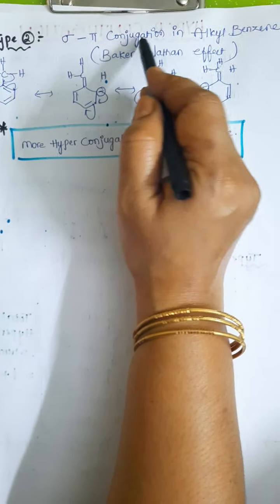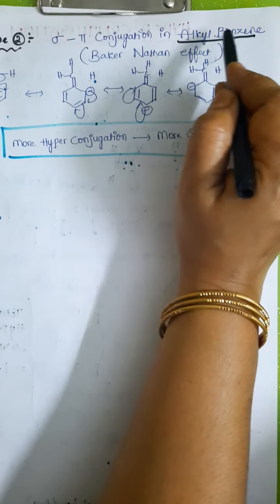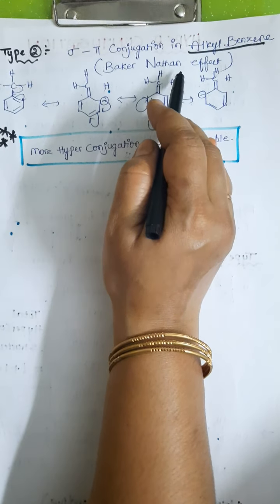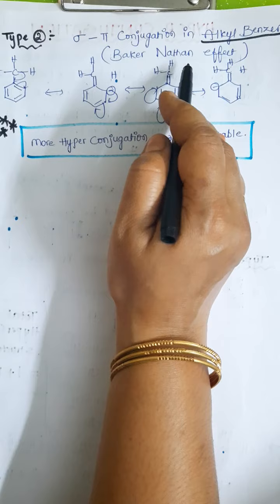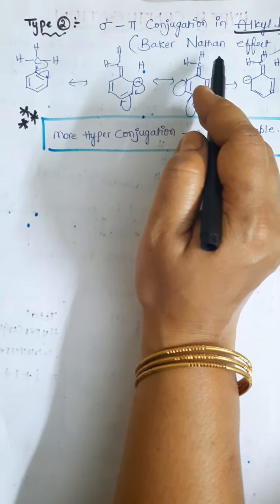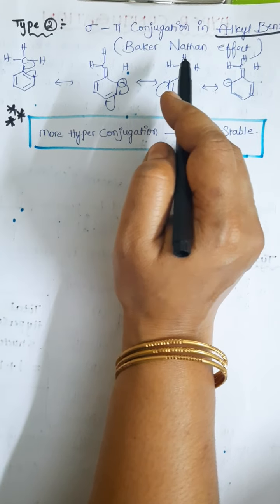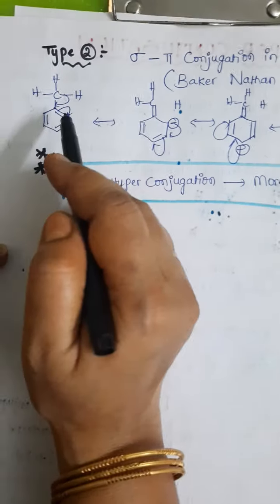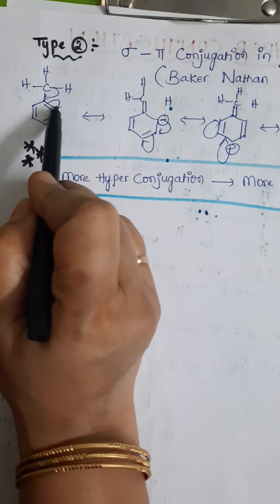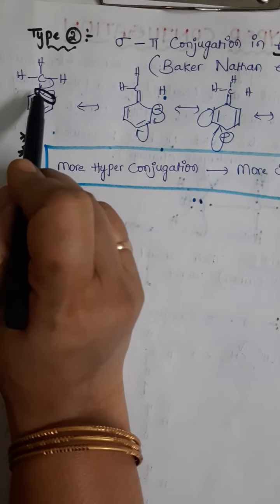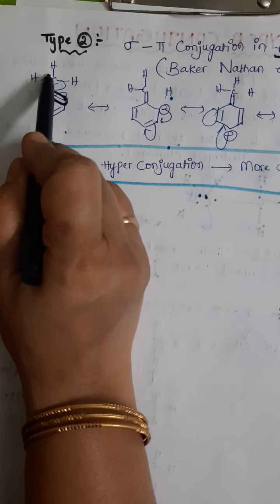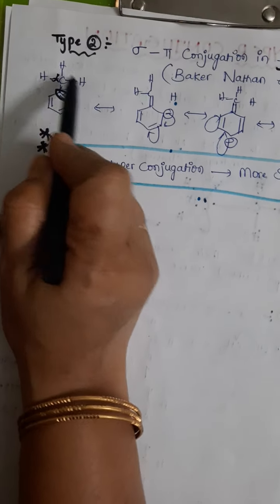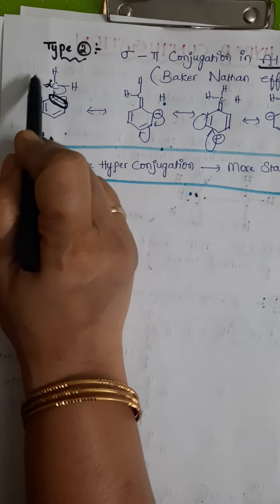Second type, sigma-pi conjugation in alkyl benzene, which was explained by Baker-Nathan. That's why this effect is also called the Baker-Nathan effect. In a few books, hyperconjugation is directly called the Baker-Nathan effect. This is the alkyl benzene. Here, the carbon attached directly to the double bond carbon is the alpha carbon. Alpha carbon is having 3 hydrogens. We can shift the 3 hydrogens.